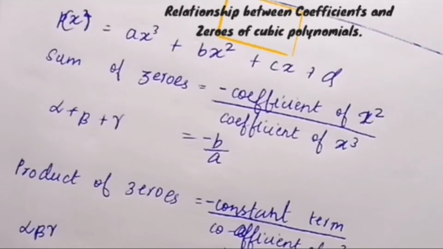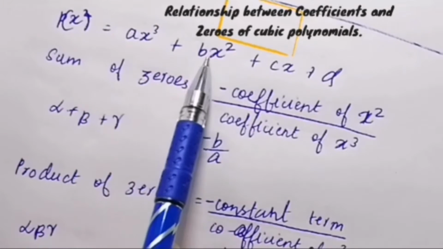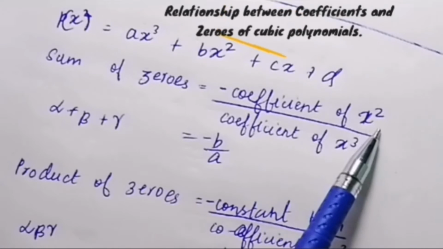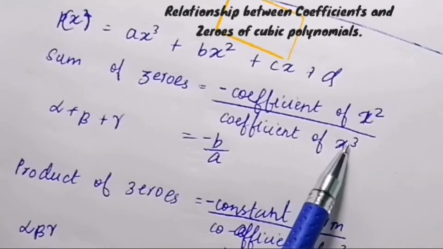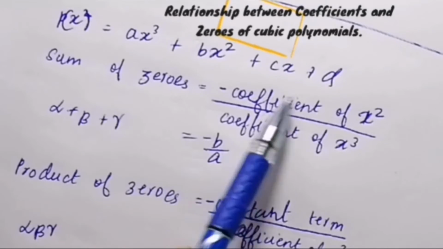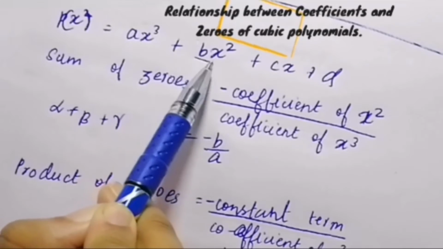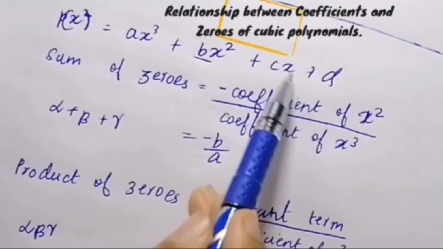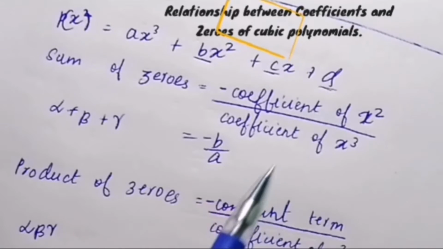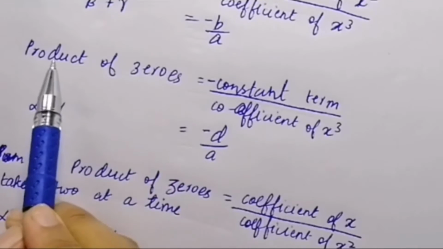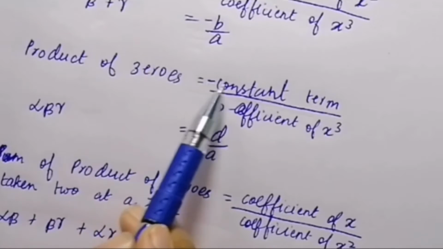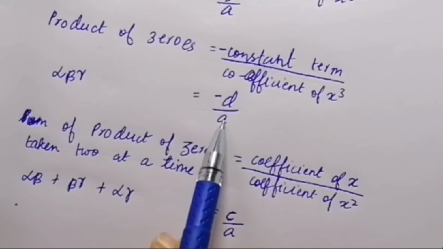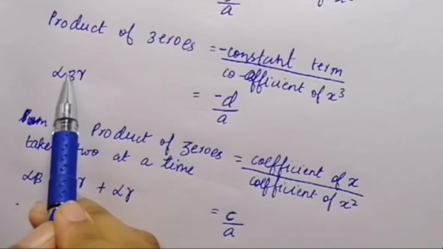And now the relationship between zeros and coefficients of a cubic polynomial. The sum of zeros of a cubic polynomial, which can be taken as alpha, beta and gamma, is minus the coefficient of x square by the coefficient of x cube. The coefficient of x square is b, and the coefficient of x cube will be a. So alpha plus beta plus gamma is minus b by a, and the product of zeros will be minus the constant term by the coefficient of x cube, that will be minus d by a, from ax cube plus bx square plus cx plus d.